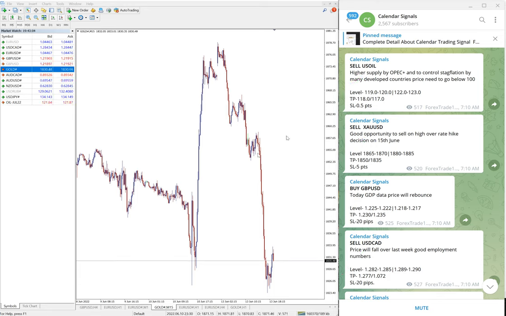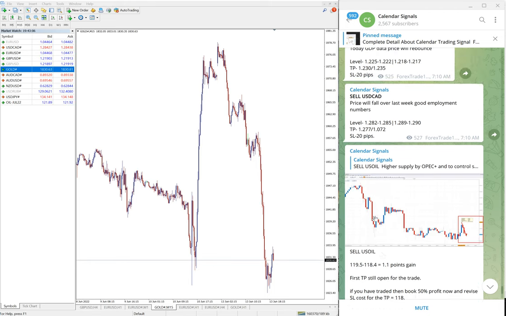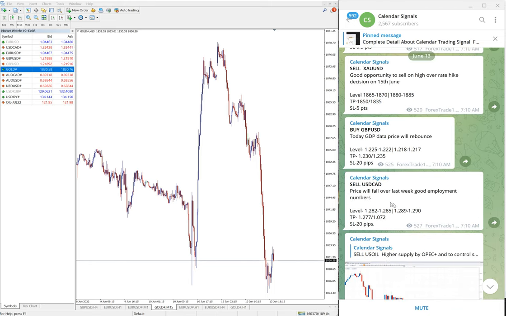Out of these four, US oil and gold performed well. We will see in detail how many points it moved and how much profit we made.